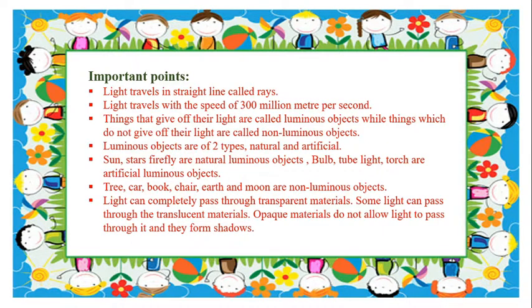Sun, stars, and firefly are natural luminous objects. Bulb, tube light, and torch are artificial luminous objects. Tree, car, book, chair, earth and moon are non-luminous objects. Light can completely pass through transparent materials. Some light can pass through translucent materials. Opaque materials do not allow light to pass through them and they form shadows.